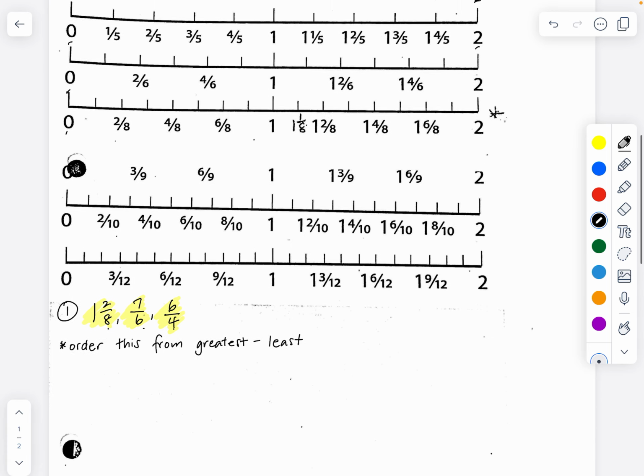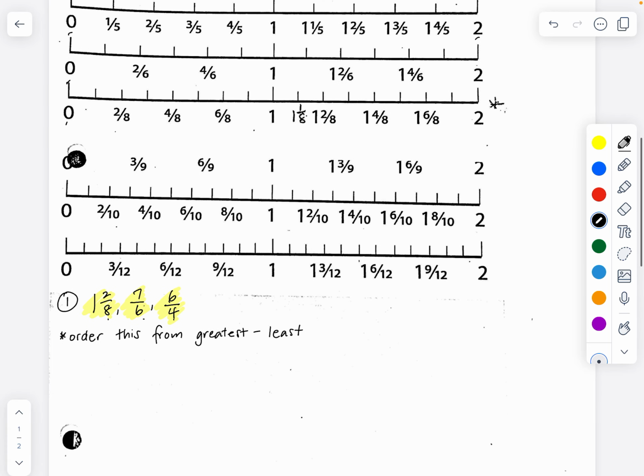So at the bottom of your page, could you please copy down what I have written here? For question number 1, write down 1 2/8, 7/6, and 6/4. And then underneath, write down, order this from greatest to least. And again, if you need to pause the recording, do so now.